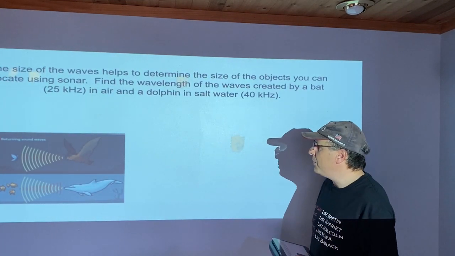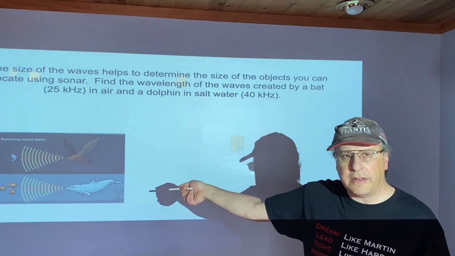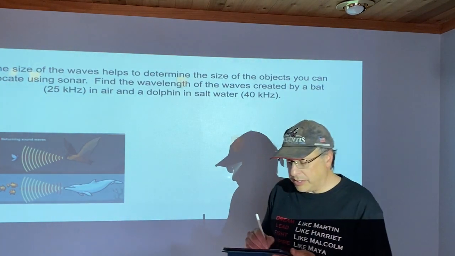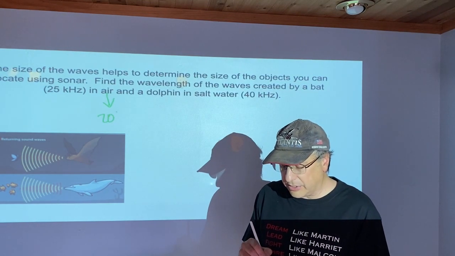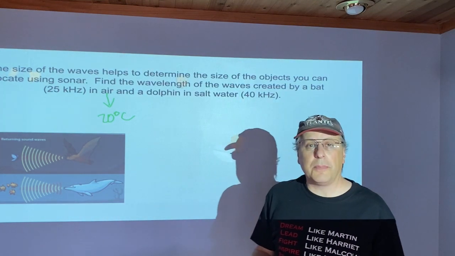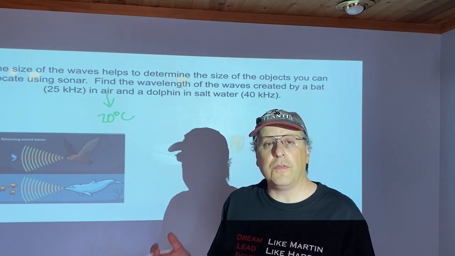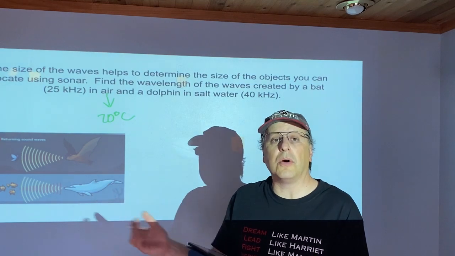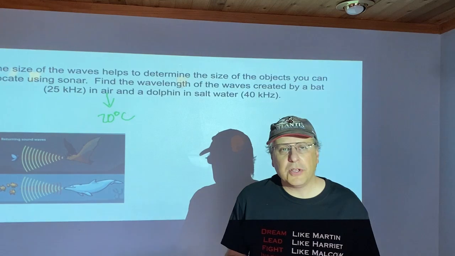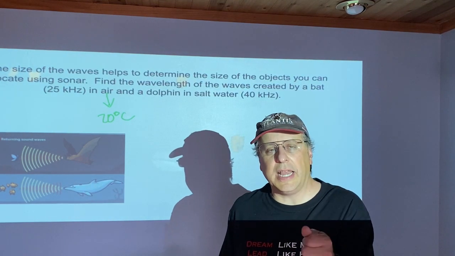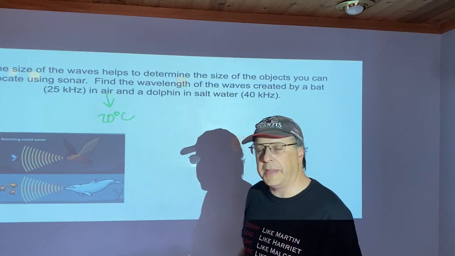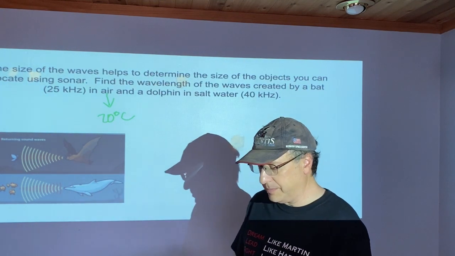Problem number 2, you're going to deal with echolocation for bats and for dolphins. With the bat, you're working in air, and you can use a temperature of 20 degrees Celsius. For the dolphin, he is in salt water, so please look up on your reference sheet the value for the speed of sound through salt water. Okay? You're trying to find the wavelength of these waves because that helps determine how much detail the bat or the porpoise can learn about the target that's being hit by their sound waves.